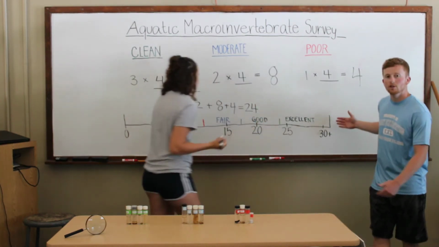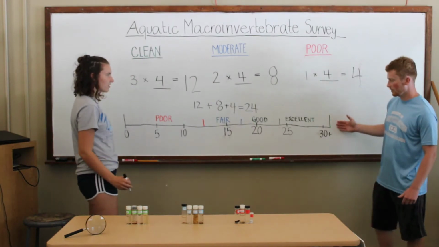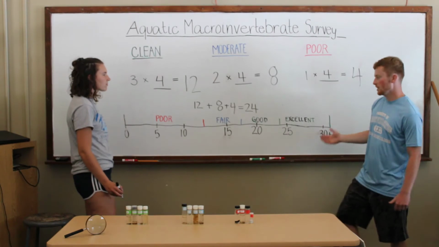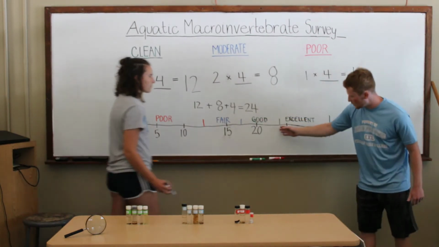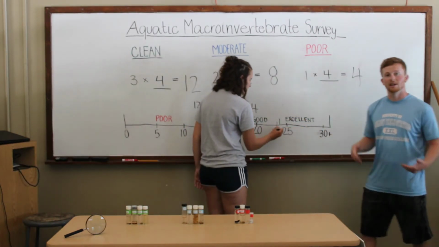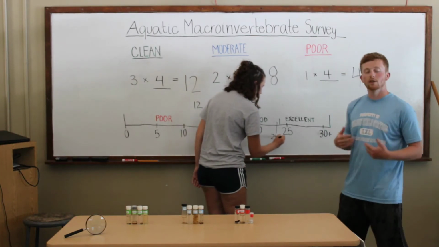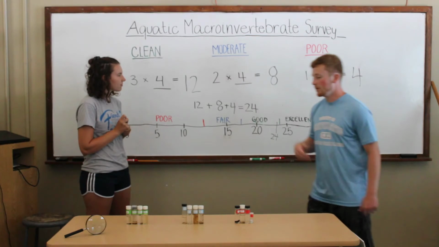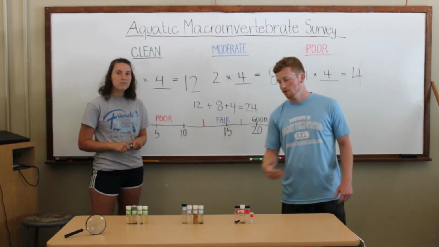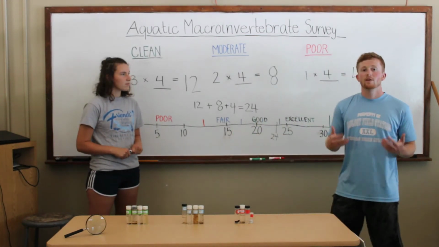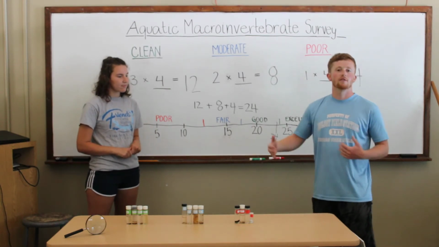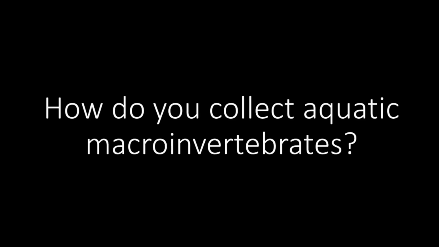So at the bottom here, you can see our bioassessment score. We go all the way from poor, fair, good, excellent. So 24 would fit right here between good and excellent. So the stream that we're currently sampling and looking at is between good and excellent. We have a good diversity from all 3 groups. Even though we do have poor, that doesn't necessarily mean that it is a poor stream. You want a good diversity from all of the groups.